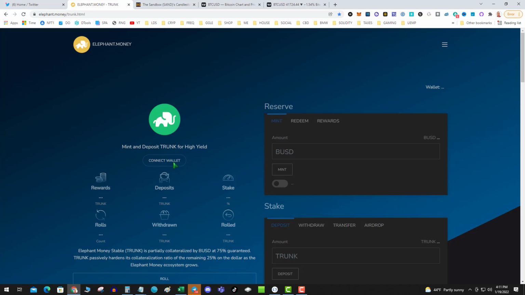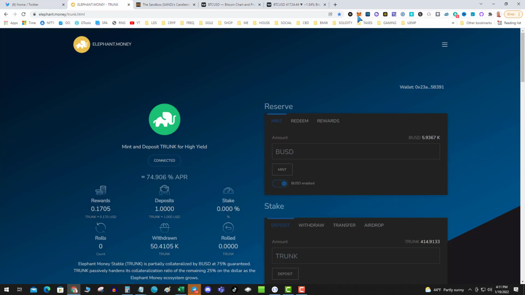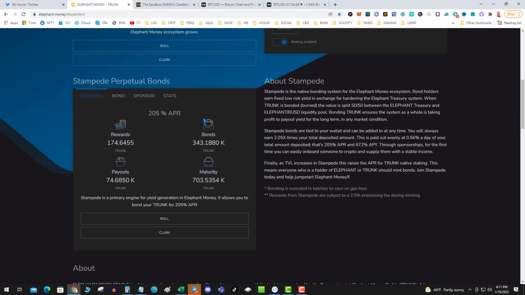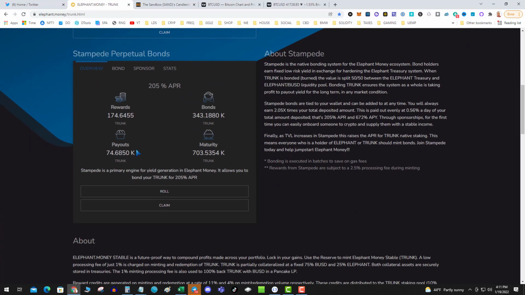The gains are insane. It's just ridiculous. I've got almost 75,000 in divs so far. And like I said, I'm trying to build this to a $1 million position.